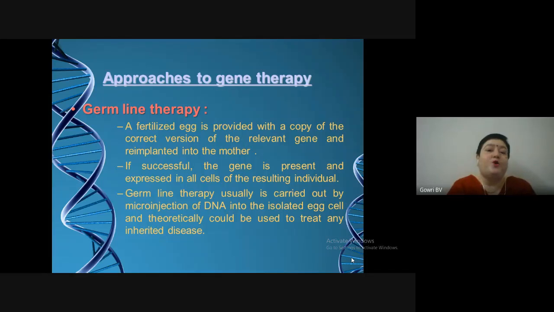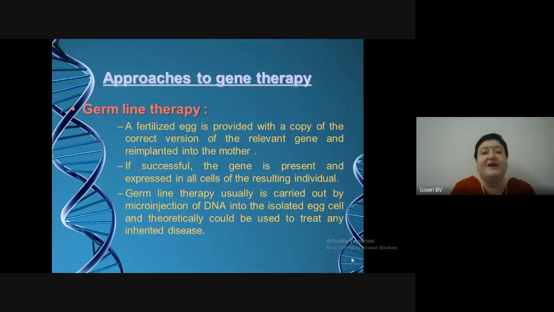There are 2 approaches to gene therapy. The first approach is germline therapy and the other is somatic cell therapy. What is germline therapy? A fertilized egg is provided with a copy of the correct version of the relevant gene and re-implanted into the mother. Imagine a mother is having a newborn baby that has a defective gene. During her pregnancy, the egg is removed from the mother, the correct version is inserted and it is re-implanted in the mother. This is called germline therapy.